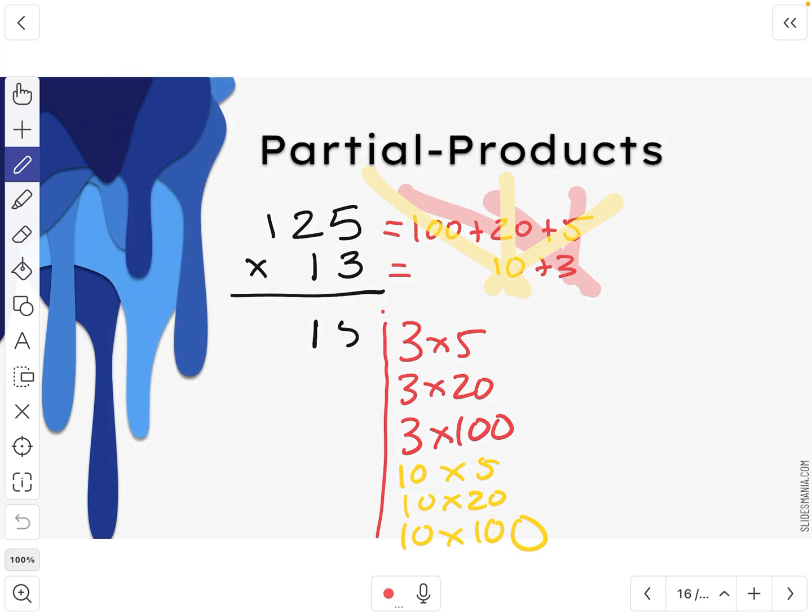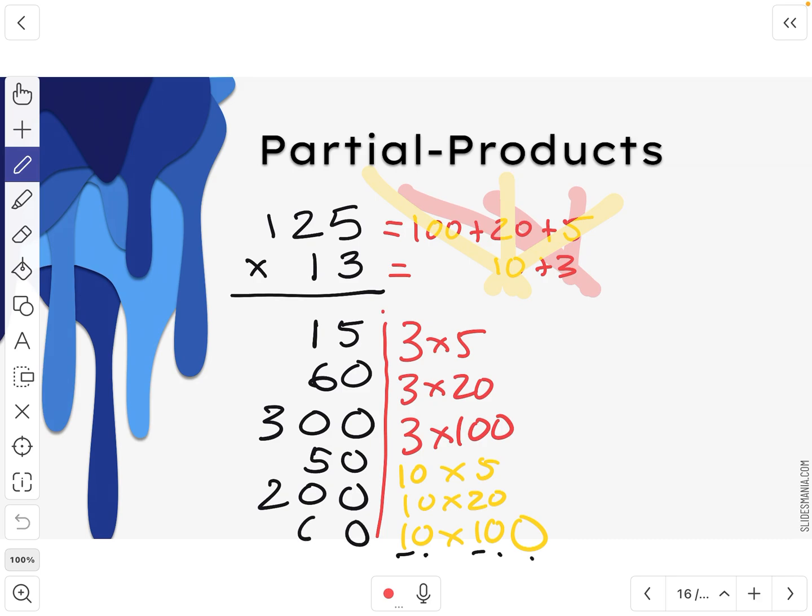3 times 5 is 15. 3 times 20 is 60. 3 times 100 is 300. 10 times 5 is 50. 10 times 20 is 200. And 10 times 100 is, well, let's see, 1 times 1 is 1, and then we have 1, 2, 3 zeros. 1, 2, 3, 1.